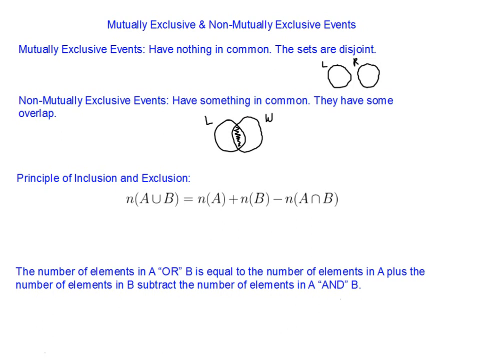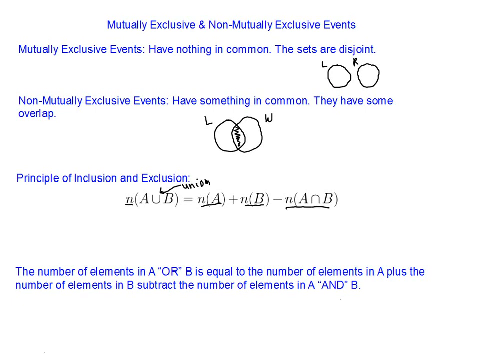So in order to look at probabilities of mutually exclusive and non-mutually exclusive events, we have to figure out the number of elements here. And for doing that, we need to look at the principle of inclusion and exclusion. So this n here just represents the number of elements in A or B. This little u here stands for a union, or is a union symbol. It means or. So this is the or symbol. So this is the number of elements in A or B is equal to the number of elements in A plus the number of elements in B minus their overlap.